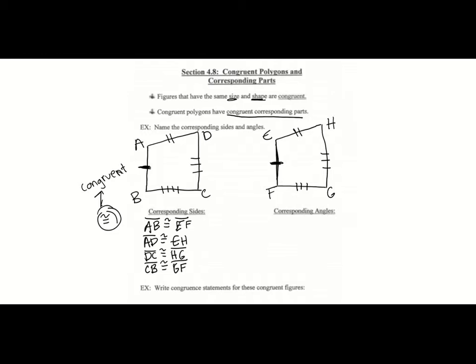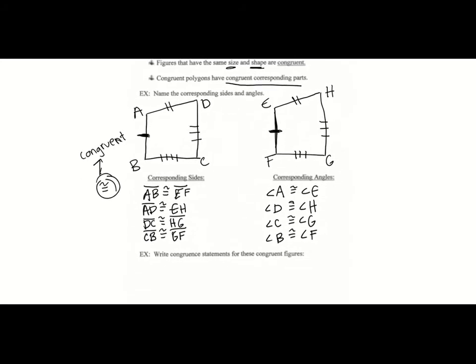And then the corresponding angles, we have angle A would be congruent to angle E. Angle D is congruent to angle H. Angle C is congruent to angle G. And angle B is congruent to angle F. So those are our corresponding angles in those congruent polygons.